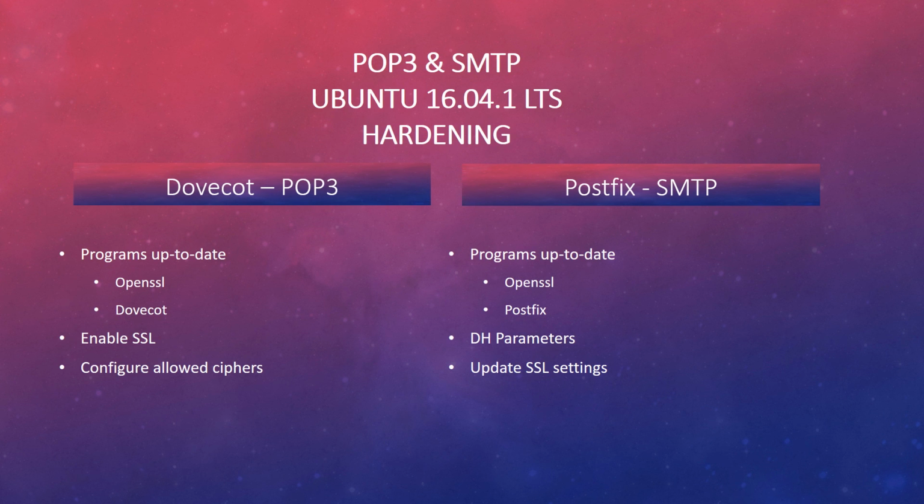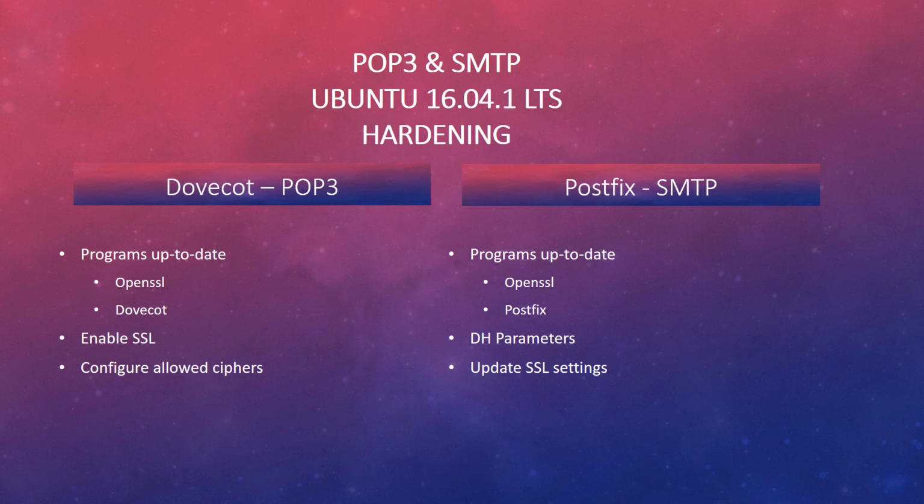All right, hardening recommendations for POP3 and SMTP on both Dovecot and Postfix. For Dovecot, or running the POP3, OpenSSL and Dovecot must be installed and up to date at all times. You'll also want to enable the secure sockets layer to further protect all transmissions. You'll also want to configure all available ciphers as well.